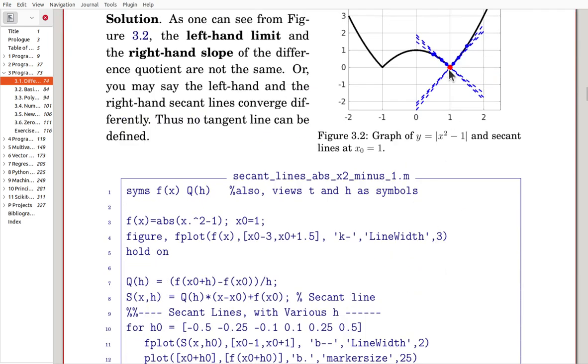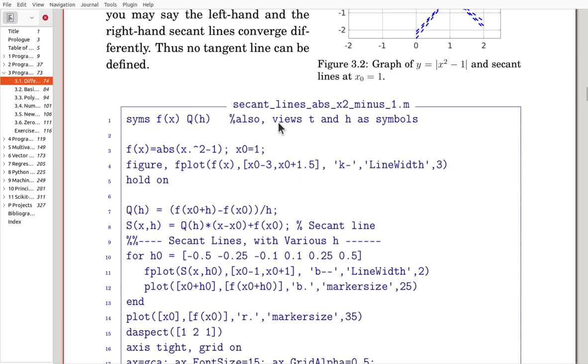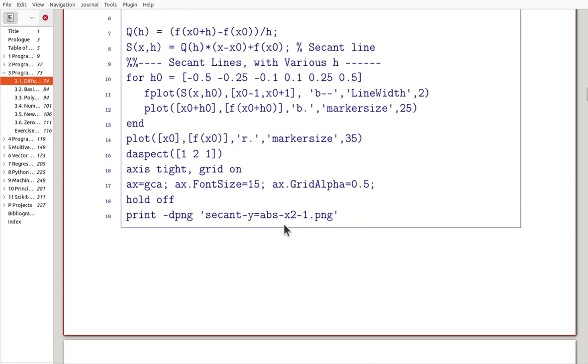Now, the figure is made from this program. Again, it is using the symbolic package, and you can load the symbolic package when you use Octave. Then it will work, okay?